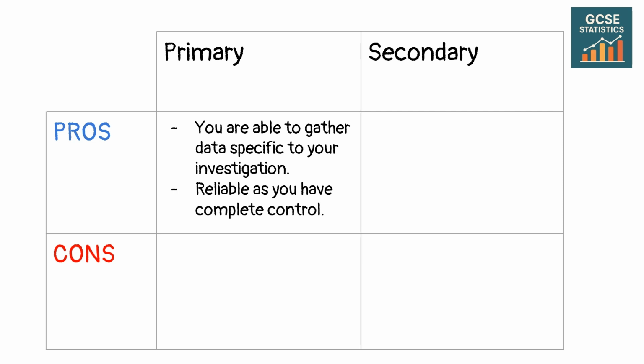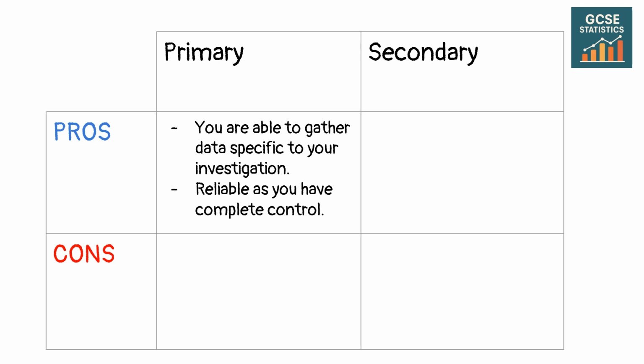The second advantage of primary data is the reliability. You are in control of exactly what you collect, and you'd hopefully trust yourself rather than a random stranger to collect some quality data. There are some drawbacks though.